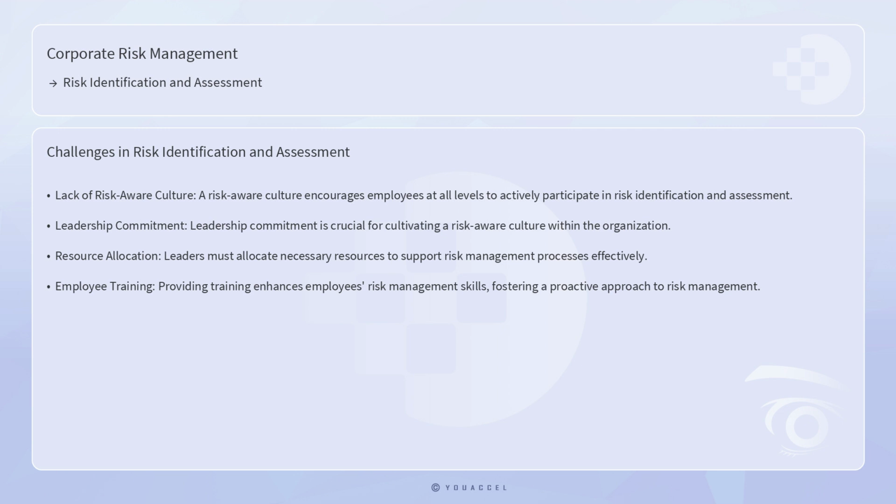Despite the critical importance of risk identification and assessment, organizations often face challenges in implementing these processes effectively. One common challenge is the lack of a risk-aware culture within the organization. A risk-aware culture encourages employees at all levels to actively participate in risk identification and assessment, fostering a proactive approach to risk management. Leadership commitment is crucial for cultivating such a culture. Leaders must emphasize the importance of risk management, allocate necessary resources, and provide training to enhance employees' risk management skills.